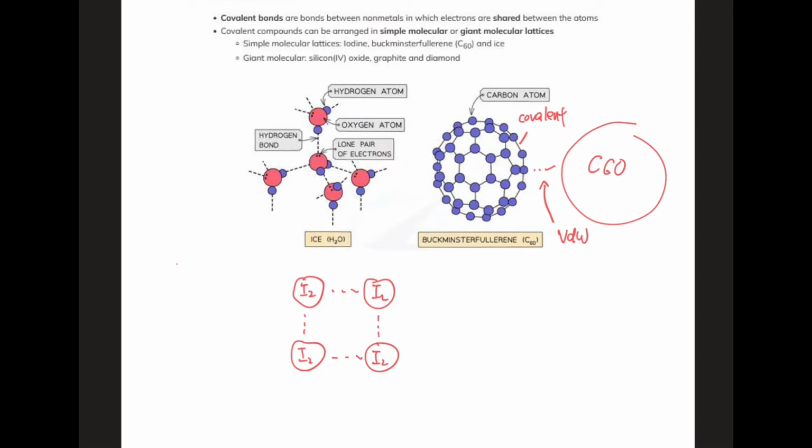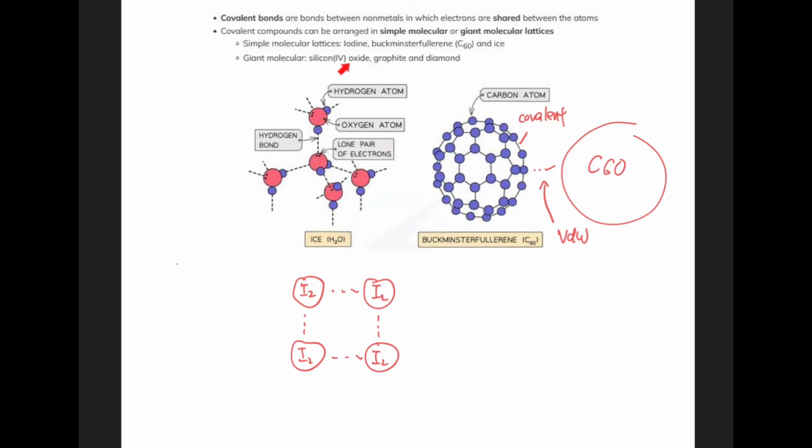So these three are simple molecular lattices. We still call it lattices because the molecule repeats. So this molecule repeats here, this molecule repeats, and repeats. So that's why they are simple molecular lattices. And the next one is giant molecular lattices.